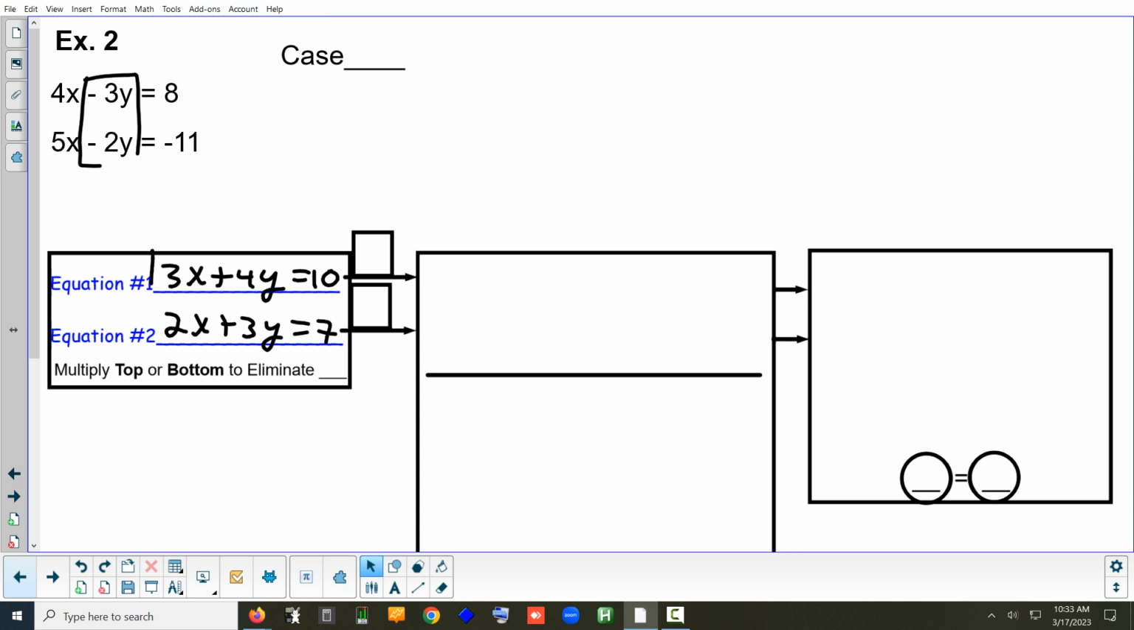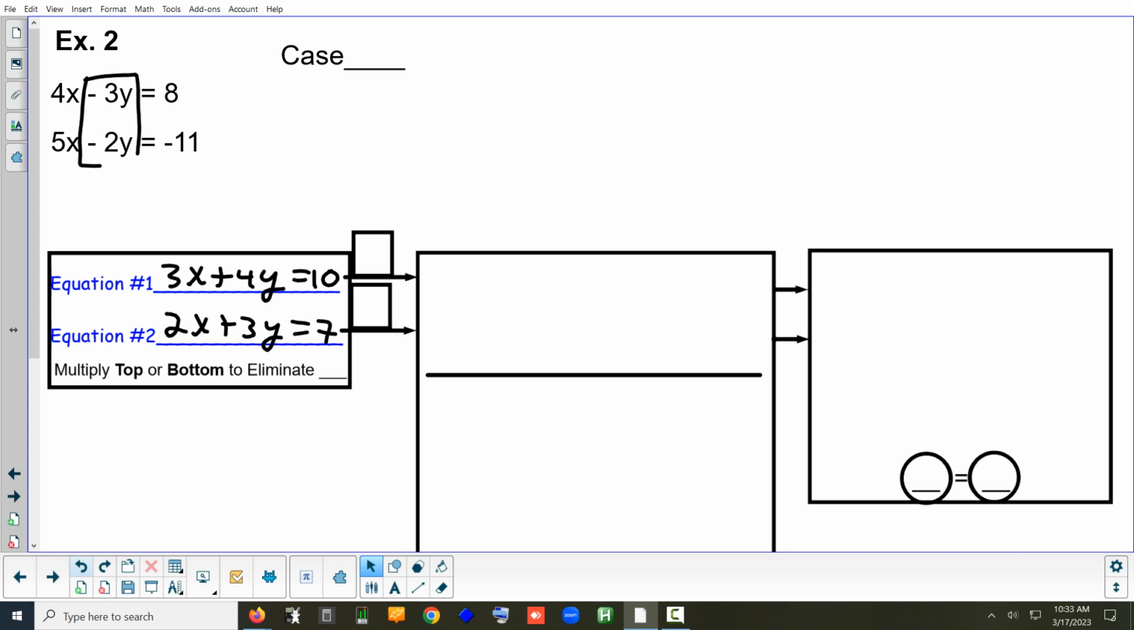Can you take the x column and multiply the 2 by something to make it a 3? No fractions. No. All right, look at the y column then. Can you multiply 3 by something to make it 4? No. If this was like a 6 or something, then I'd say, yeah, we could multiply 3 times 2 to get 6. That's not going to work. So we're going to have to multiply both equations by a number.